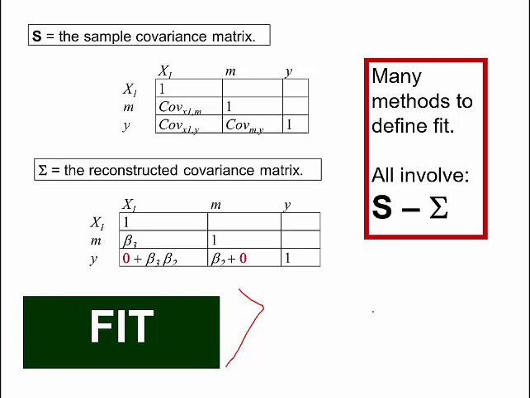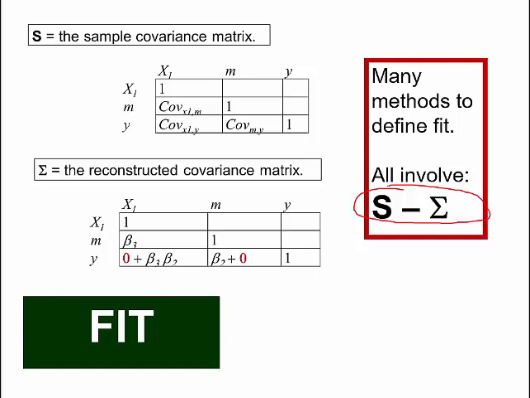So questions of fit all involve a question about what is the size of difference between our sample, actual observed variance-covariance matrix and sigma, our reconstructed variance-covariance matrix. And there are several different ways to define fit. That is, there are different ways to calculate the size of difference between these two matrices. And we're going to talk about some of them. But at this point, just note that they all involve a question about what is the size of difference between S and sigma, between our sample variance-covariance matrix and our reconstructed variance-covariance matrix.